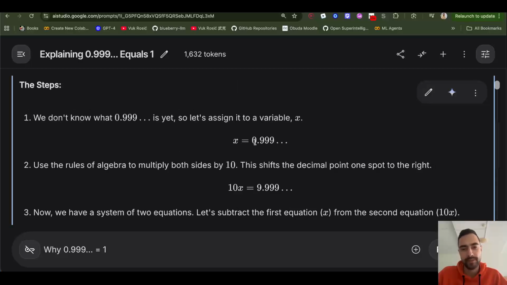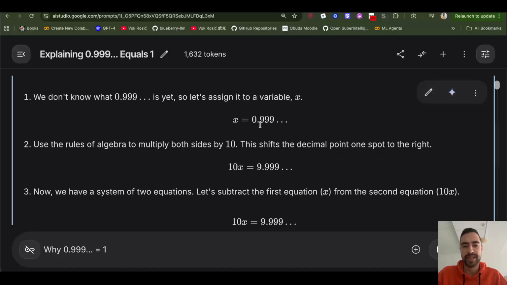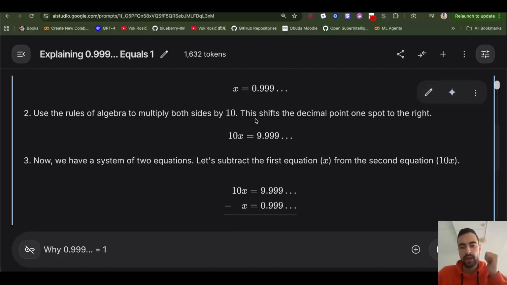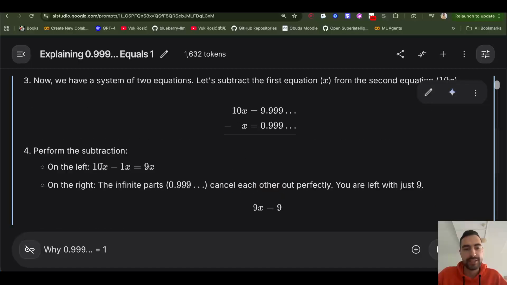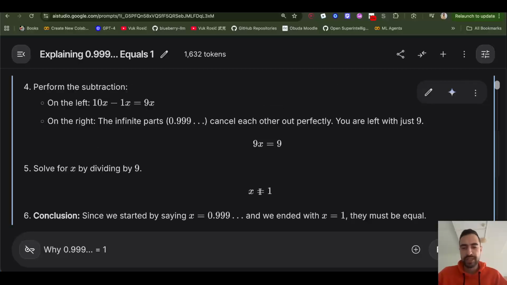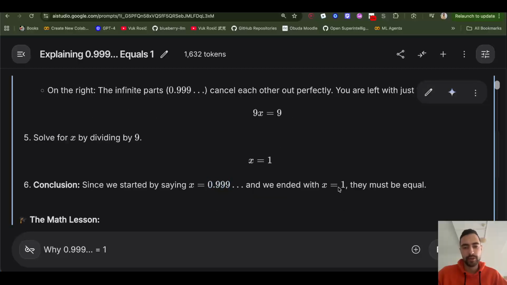Let's say that 0.999, etc. is equal to x. So let's see what this is equal to. We can multiply both sides by 10. So we get 10x is equal to 9.999, etc. And now we have these two equations. Let's see what happens if we subtract them. On the left side, 10x minus 1x is equal to 9x. And on the right side, we subtract this minus this, and we just get 9. So if we divide both sides by 9, we get x is equal to 1. So that's how we get that this equals 1.